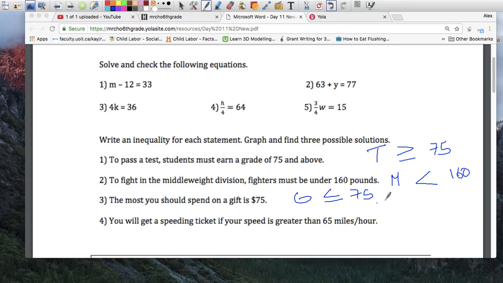You get a speeding ticket if your speed is greater than 65 miles per hour. So here, ticket, T, 65. To get that ticket, how fast do you have to be driving? Well, definitely above 65, not equal to 65. If you're at 65, you're not going to get a ticket. So it has to be 66, 67, or 65.1 and above. Okay.